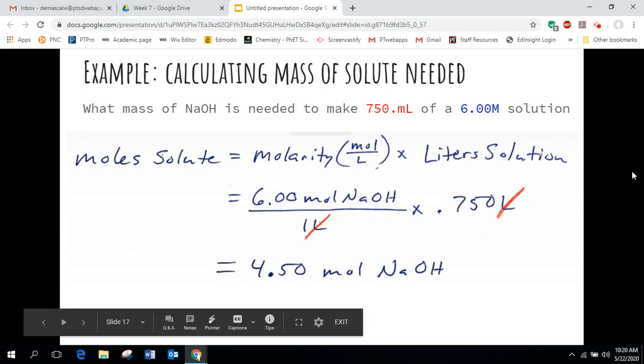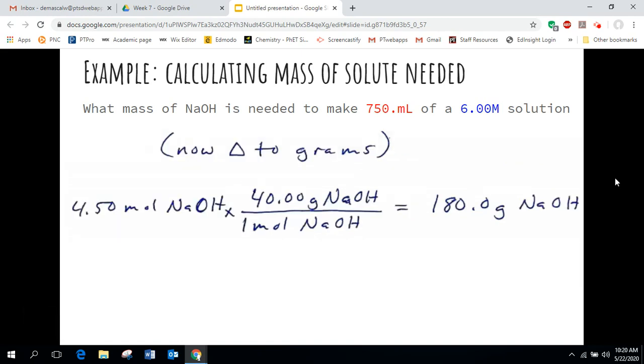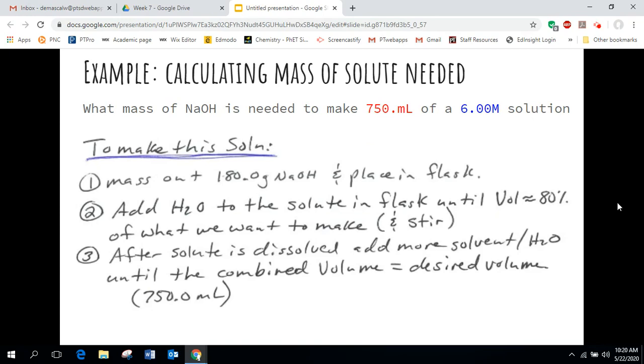We're almost there. Now we just need to multiply and get grams. So take the molar mass of sodium hydroxide, 22.99 plus 16 plus 1.01 from the periodic table. Set it up so that moles cancel. We're left with grams. We get 180 grams of sodium hydroxide. So how the heck would we make this solution?